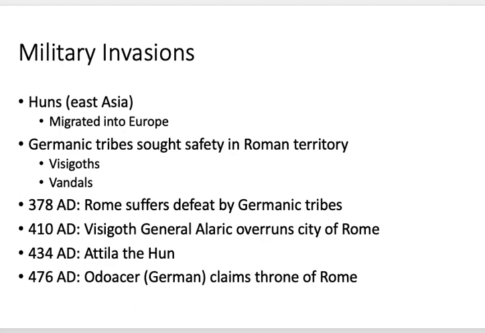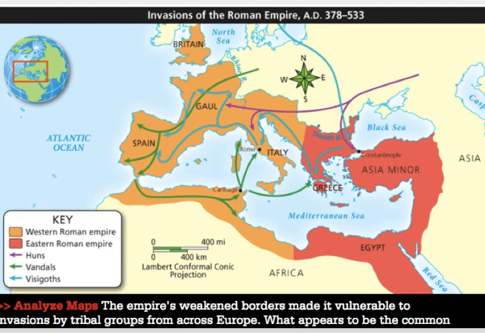And by 410, a Germanic general named Alaric overruns the city of Rome. Then comes Attila the Hun, eventually moves into the Roman Empire as well. And finally, by 476, you have the definitive end of the Western Roman Empire because a man named Odoacer, a German, claims the throne to Rome. Right? So that's the direct way that Rome ends, right? But that doesn't mean that it wasn't getting weaker to begin with beforehand, right, before this. And it was, right?